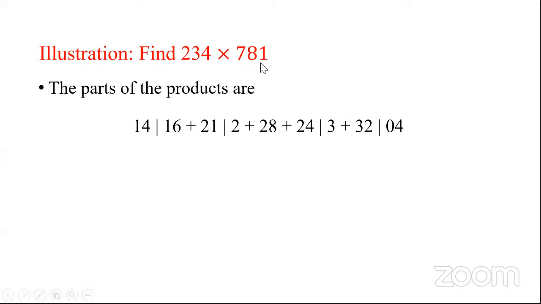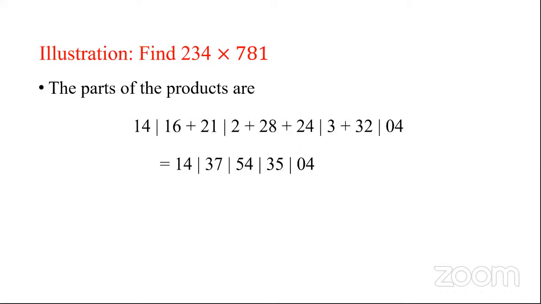Now 34 and 81. So 3 into 1, plus 8 into 4. And lastly, 4 into 1. If you cannot write horizontally for the first time, then you can write 234 below that 781 and apply the things. So the final answer for the parts is 14, 37, 54, 35, 04.